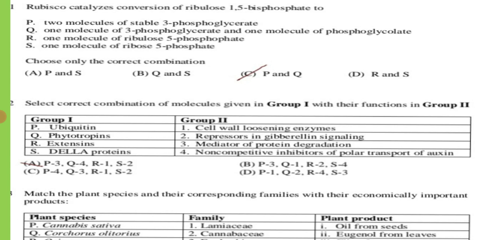to group B. In group A: ubiquitin, phototropins. This is a phototropin, not a phytotropin. This is a phototropin. Extensins and DELLA proteins. In the second group: cell wall loosening enzymes; second, repressor in gibberellin signaling; mediator of protein degradation; and fourth, non-competitive inhibitor of polar transport of auxin.